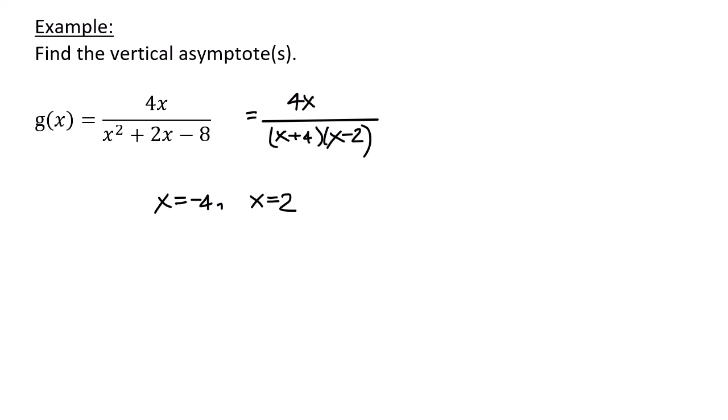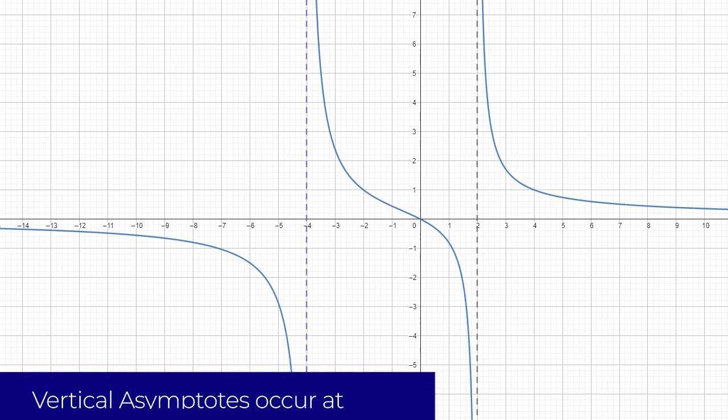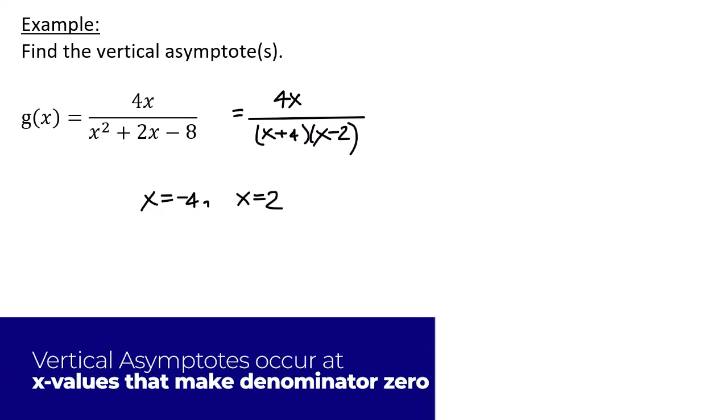And if we graph g of x, we'll see x equals negative 4 here as a vertical asymptote, and x equals positive 2 here is a vertical asymptote. A vertical asymptote occurs at any values that make the denominator 0.